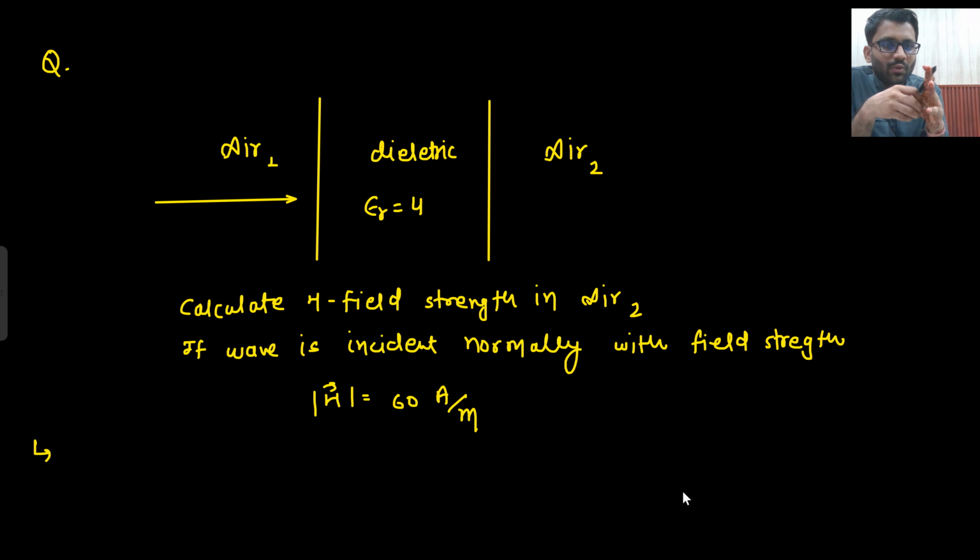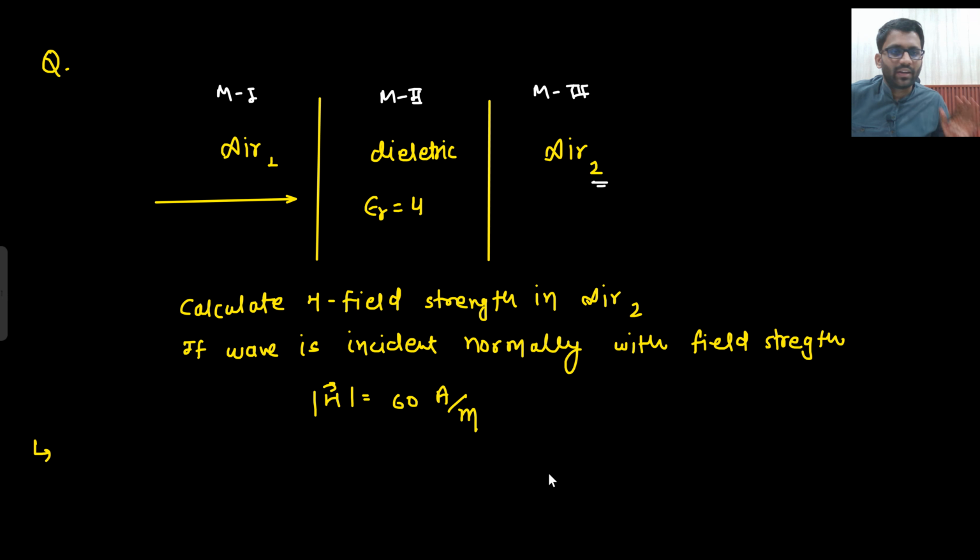So this is based on oblique incidence. There is medium 1, there is medium 2, and then there is medium 3 as well. So first your wave will travel from air to dielectric, then dielectric to air. What they are saying is, you need to calculate the H field strength in air 2, if the wave is incident normally with the field strength H equals 60 ampere per meter.